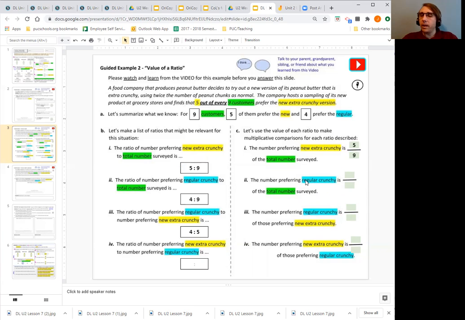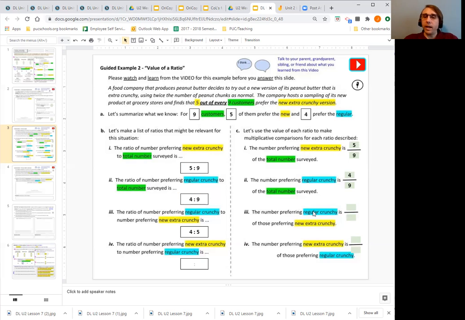All right, now let's compare the regular crunchy to the total. So the regular crunchy people represent 4/9. So it's just this written as a fraction, 4/9 of the total. 4 out of every 9 people. So there's our 4/9. 4/9 of the people prefer the regular.